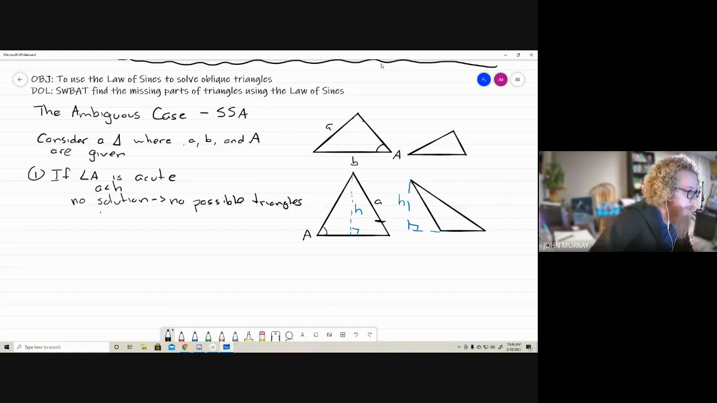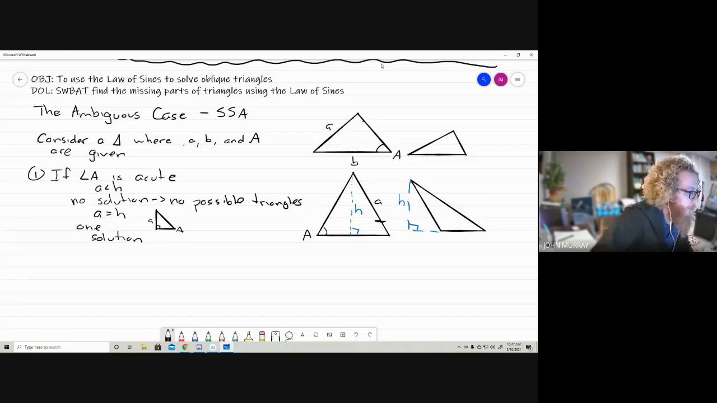If A and h are equal, if they are the same, then we have a right triangle. And there's one solution, right? Because we have a right triangle.